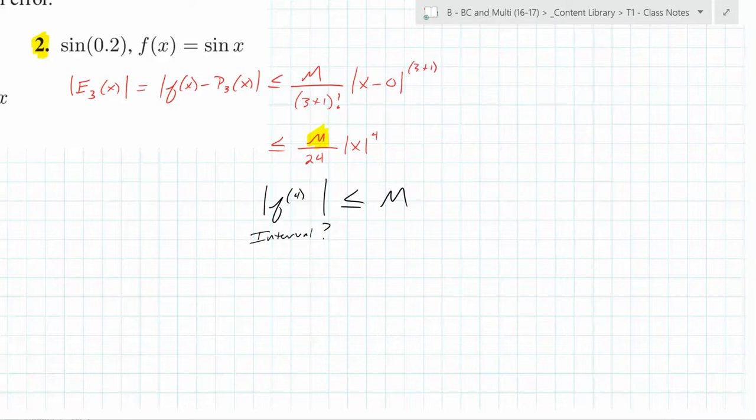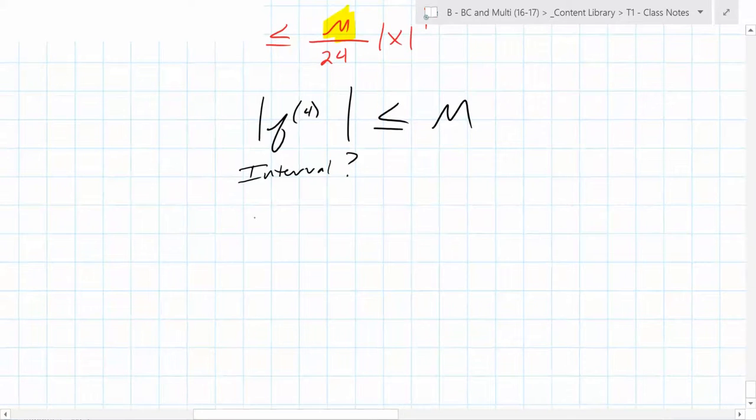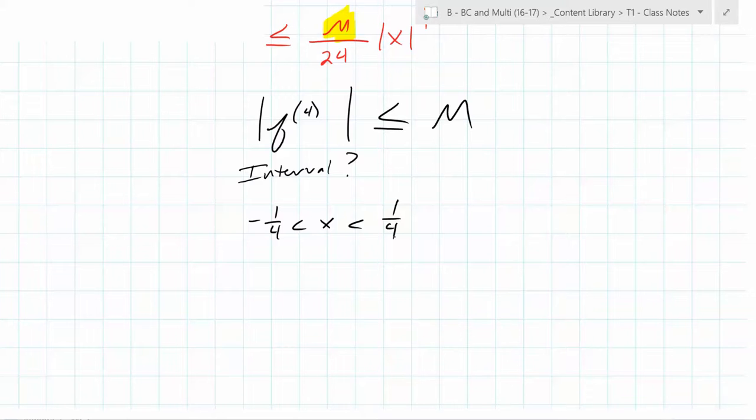What was the interval in the question we did before? Negative a half to a half, right? What could we use for an interval on this one? Oh, that's a really good idea. Negative 1/4 to positive 1/4. Why did you choose that? It's very close, and it might be really nice to use, right? So let's just try that and see if that helps us.